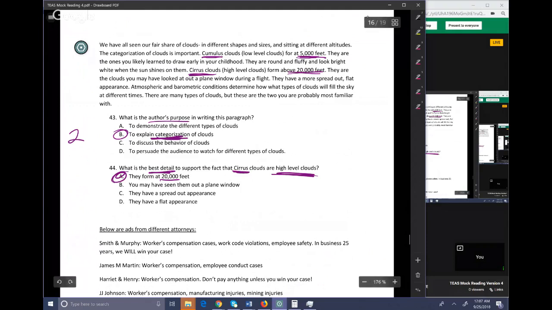The one that might have confused you is seeing them out a plane window. That is not as good as a number. And don't forget, planes take off and land. So you can also see the first floor of a building out a plane window, depending on exactly when you look out that window.